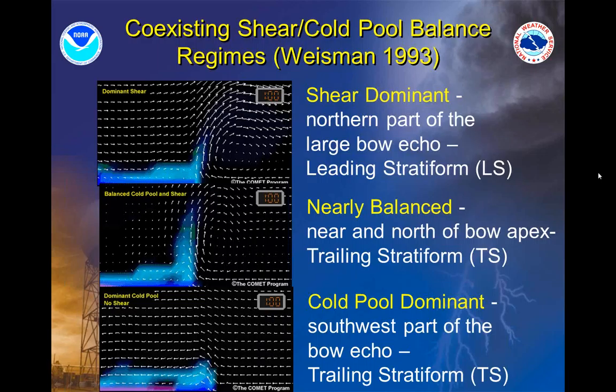Moving on to the nearly balanced regime there in the middle, again, you can see your horizontal rotor, your clockwise rotor there to the right of the cold pool. You can kind of begin to make out there the counterclockwise rotor with the cold pool spreading out there from the MCS. But interestingly, in this case here, look at what your updraft's doing there. You've got a much greater vertical extent there, nearly upright, and that's very critical.